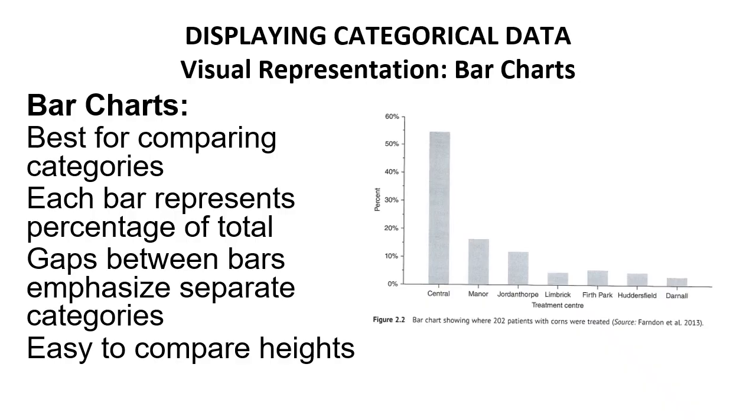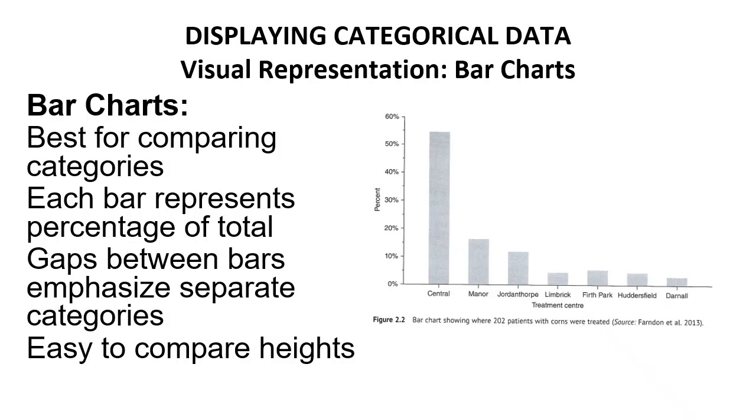Notice in this chart that Central treats about 55% of all patients. So this immediately tells us something important about a study design. There are gaps between the bars which emphasize these as separate, distinct categories. The height of the bars makes comparison easy. It's much easier than comparing numbers in a table.